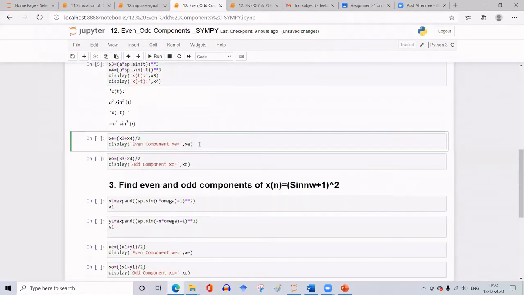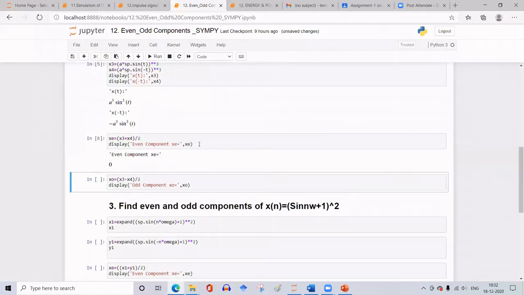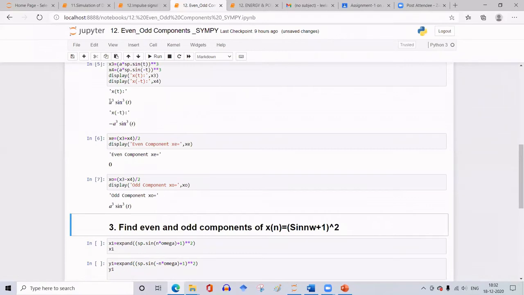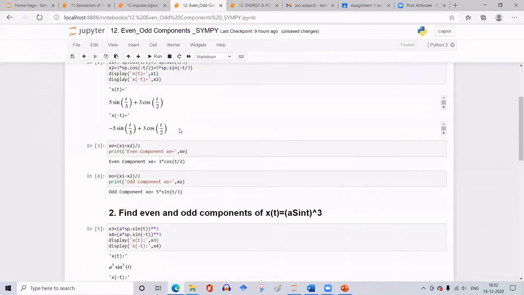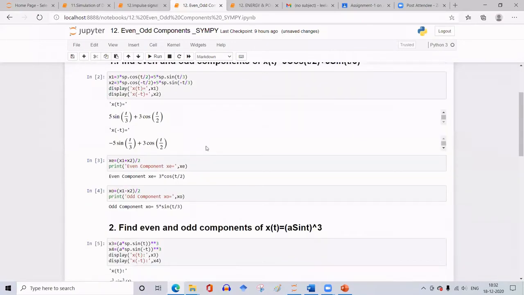So the even component is 0 because when I sum this, it becomes 0. Odd component is, sum will be twice this, divided by 2 will be the same thing that I get. So that is about some continuous time signals, 2 examples I have taken.